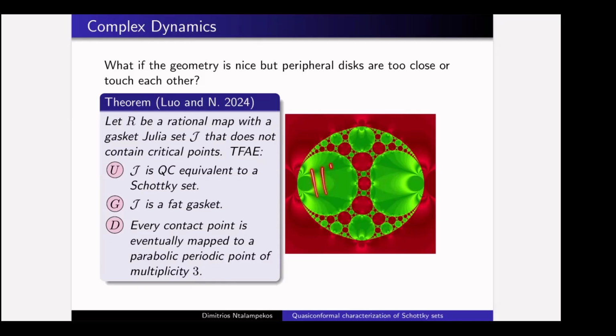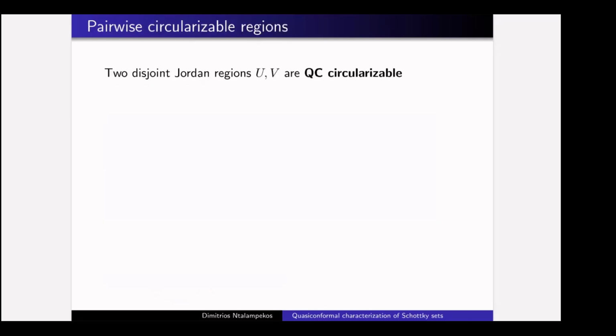Now, if we look at a green and a red component that touch at a point, then we know that there's a certain dynamical condition. This is a parabolic point of multiplicity 3. So this actually allows us to convert these two components into two disks with a quasi-conformal map. This gave me the idea that we have to study the problem by looking at pairs of complementary components, and this gave birth to the notion of pairwise circularizable regions.